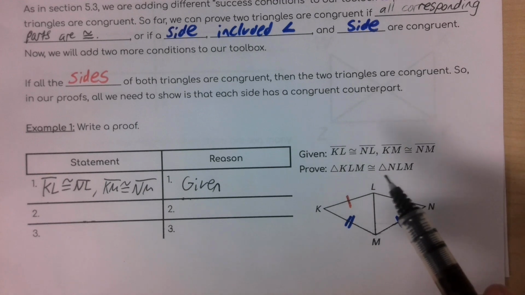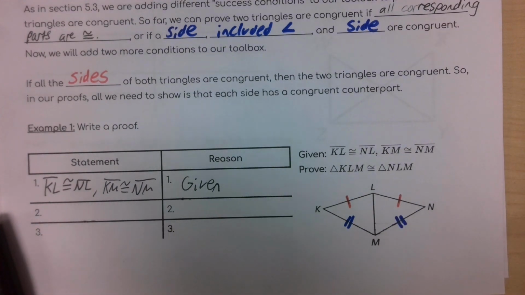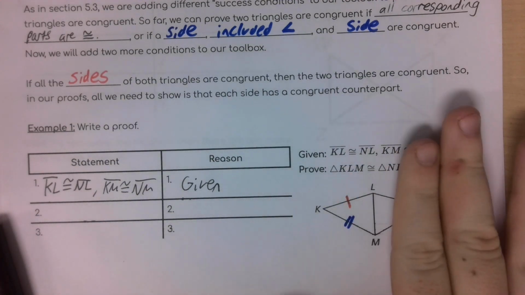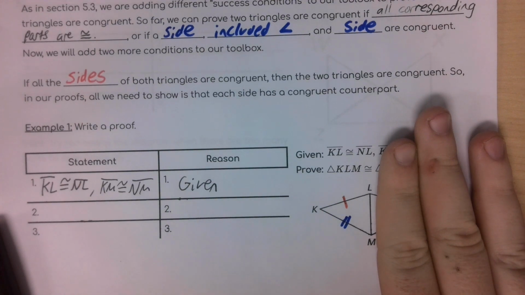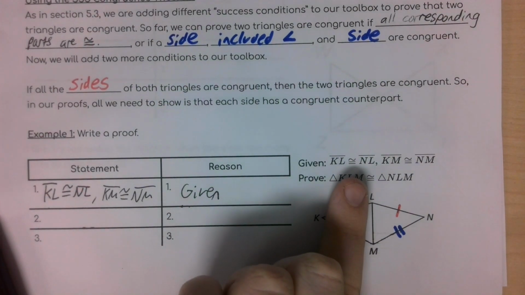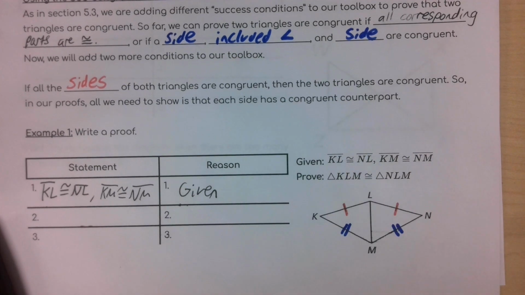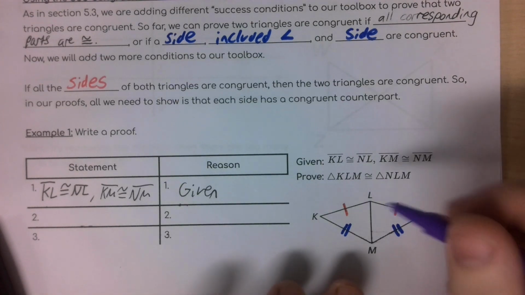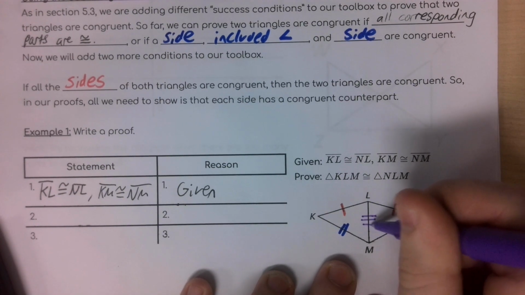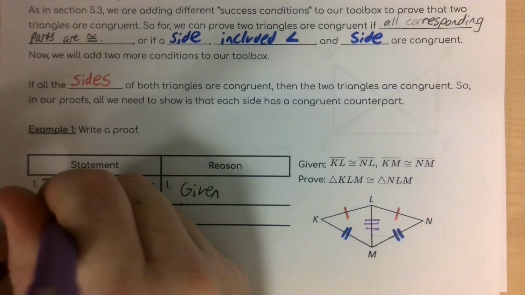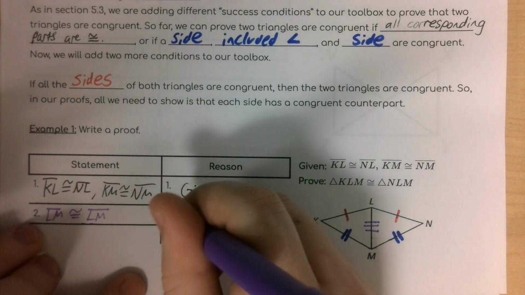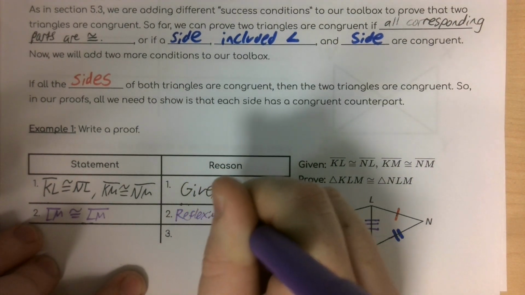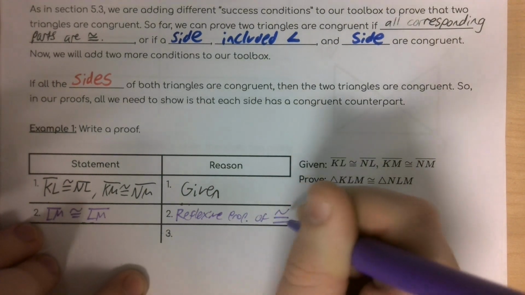So all we need to show is that the third side in each triangle is congruent. Well, on the left triangle, the third side is LM. The third side on this triangle is LM. And what do we know about that side when we're talking about the same side? Well, it's congruent to itself. LM is congruent to itself because of what? If you said the reflexive property of congruence, you're spot on.